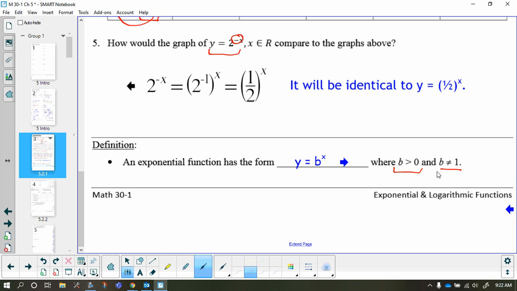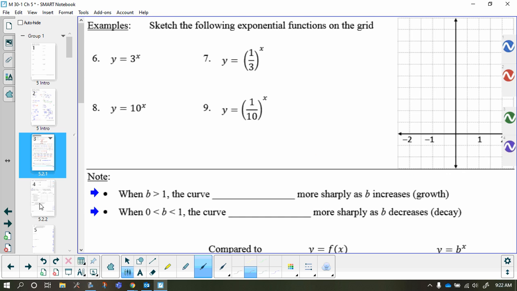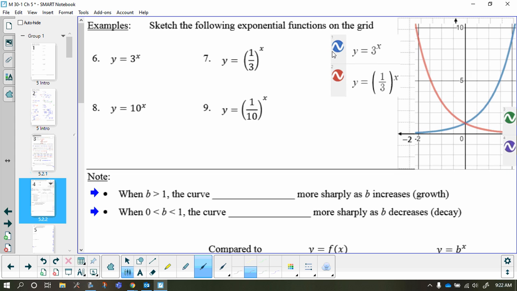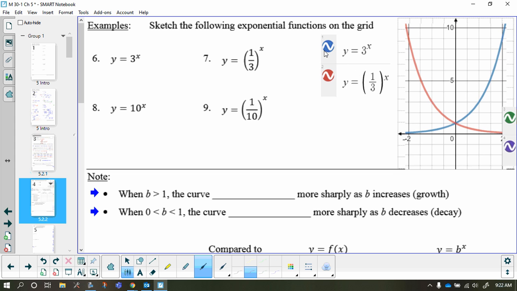Well, the next page kind of ties into what we just looked at. So I'm just going to quickly go through 6, 7, 8, and 9. So here in question number 6, I have a base of 3, and then for number 7, a base of 1/3. What do you expect the graphs to look like? Well, hopefully you thought they will be reflections in the y-axis, where if I have a base of 3, I'll have exponential growth, my blue function. If I have a 1/3, exponential decay, my red function, and they're mirror images in the y-axis.